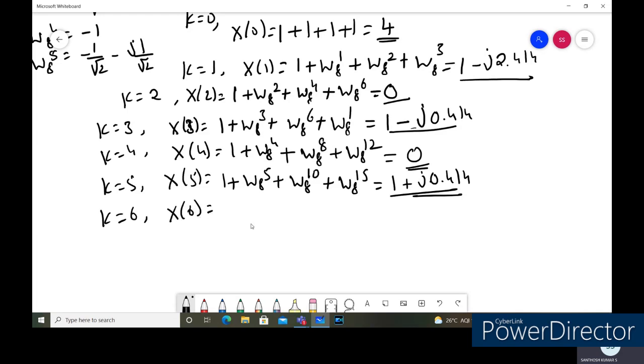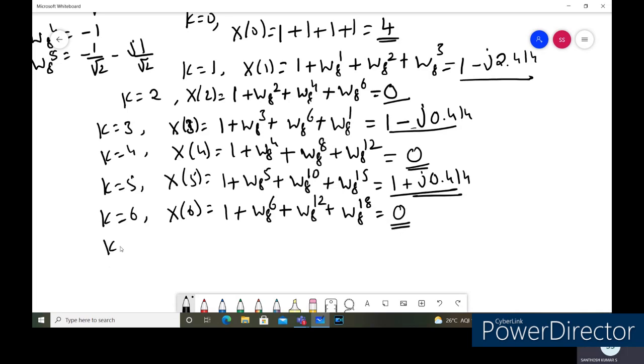So x of 6 is equal to, wherever the k is there, we can substitute here: omega to the power of k, that is 1 into k value 6, it will become omega to the power of 6. Next, omega to the power of 2k, it will become 12. Next, omega to the power of 3k, it will become 18. And omega to the power of 12, applying the periodicity property, can be obtained as omega to the power of 4. And this one we can write as omega to the power of 8 minus 18, which will be 10. Again applying the periodicity property, it will become omega to the power of 2. So if you simplify by substituting the values, this will become equal to 0.